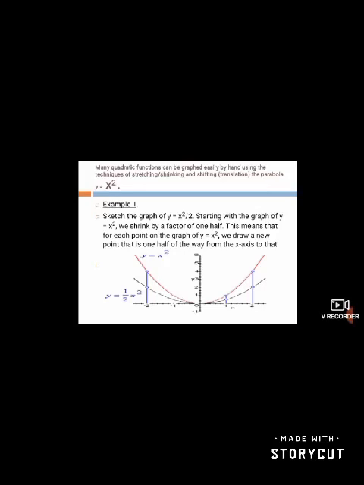Example number 1. Sketch the graph of y is equal to x squared over 2. Starting with the graph of y is equal to x squared, we shrink by a factor of 1/2. This means that for each point on the graph of y is equal to x squared, we draw a new point that is 1/2 of the way from the x-axis to that. So the graph below shows it.